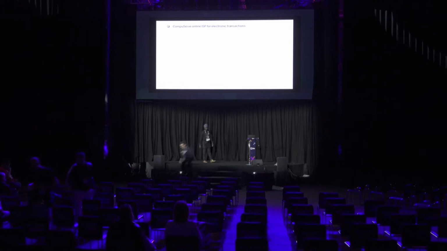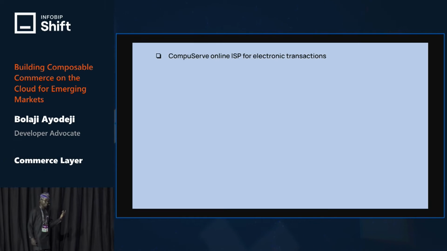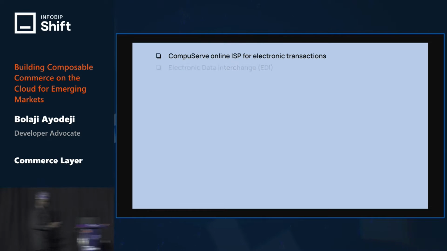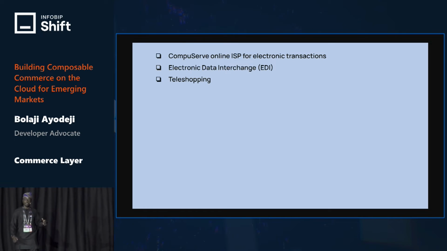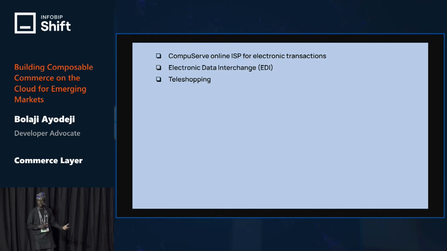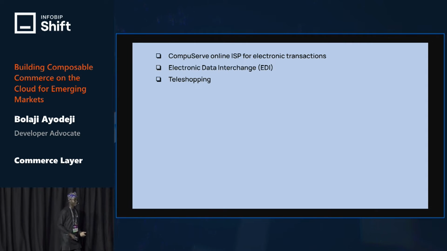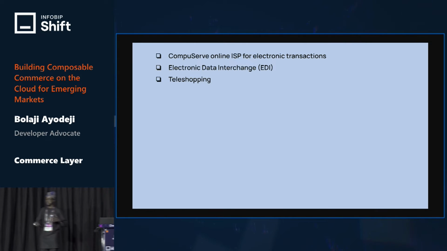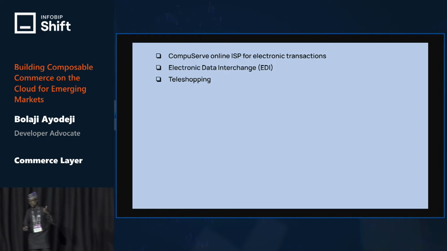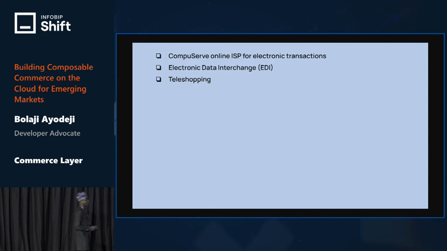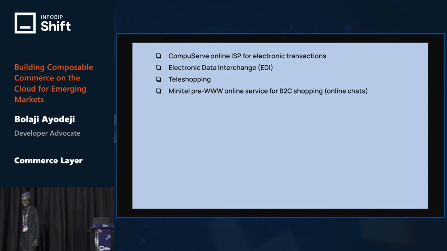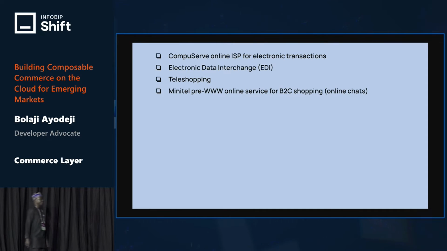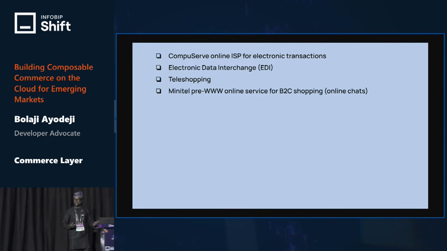Thank you. So initially we had online ISPs for electronic transactions. In the 90s, we had stuff like electronic data interchange. How this worked then was that you had a wired connection between your television and an online store. Then we had teleshopping, where people advertised products on your television, and then you make a phone call to purchase the item, they bring it to you, and stuff like that. Just after that, we also had Minitel, a pre-WWW online service for B2C customer shopping. And this was all before the World Wide Web came into existence.